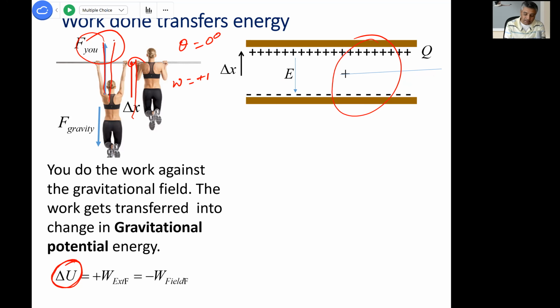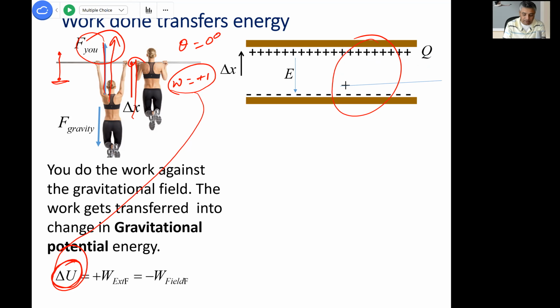So when height is increasing, what happens? Work done is positive, and that's work done by you. Now, that work done is the same as the change in gravitational potential energy, because the height change is, let's say, in this case, it went from down to up. So final is larger than the initial one.